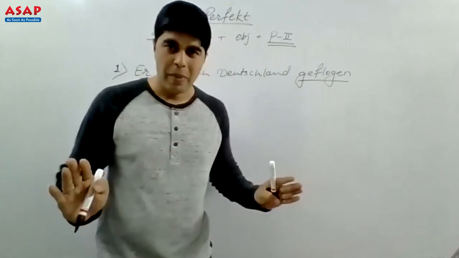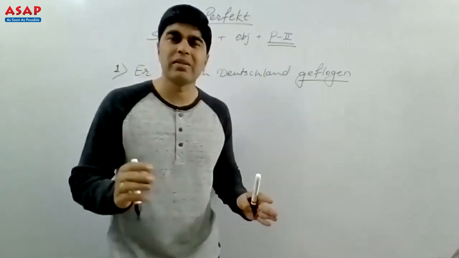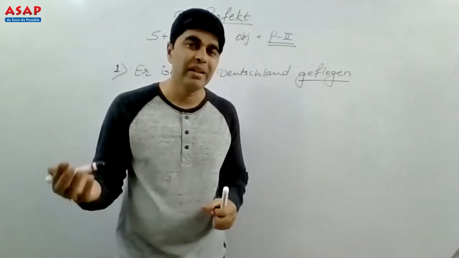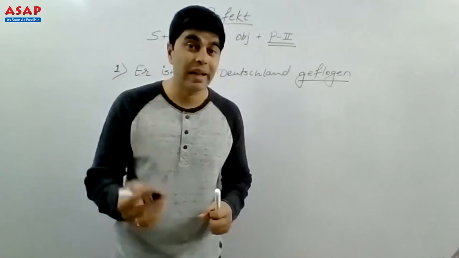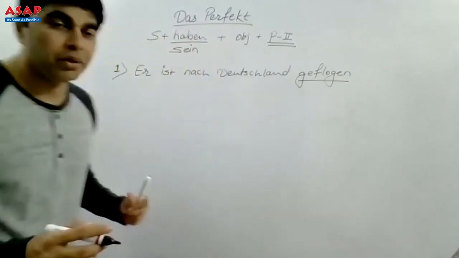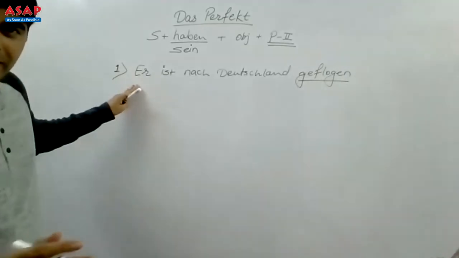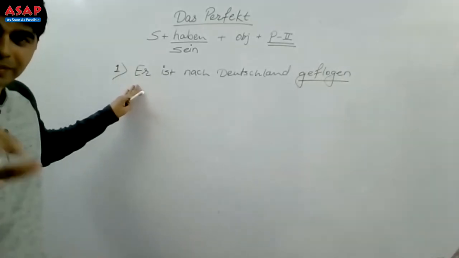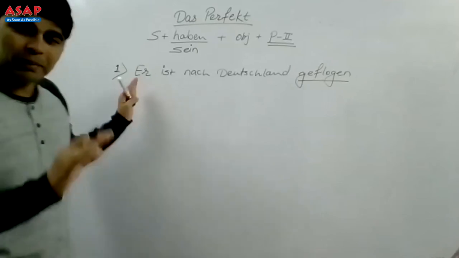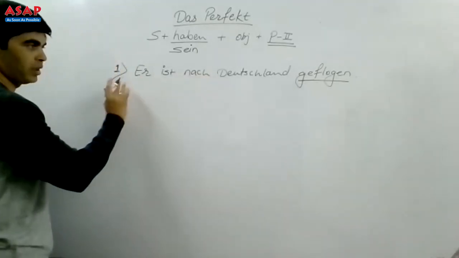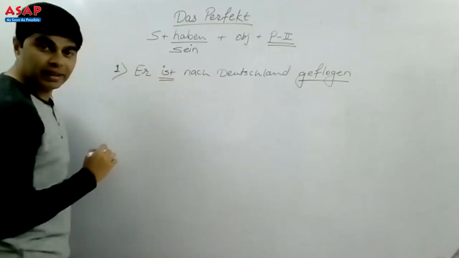Forget about everything. Just remember these few things, because at most, in A1 level, you are going to have 15 to 20 verbs where you use sein as a helping verb. Then you can decide very easily, and you have almost all the verbs in your book right now. So just remember them. Er ist nach Deutschland geflogen. You understood now? It is er ist.